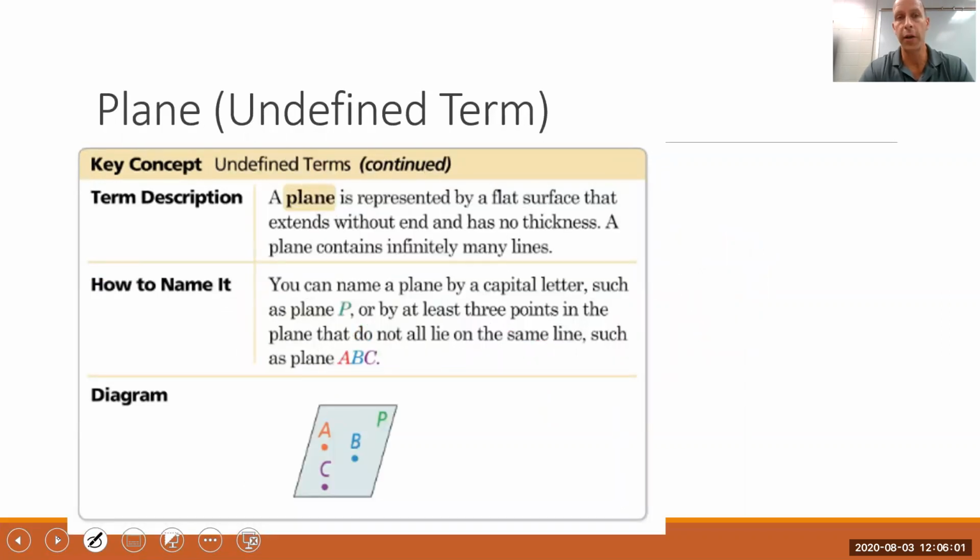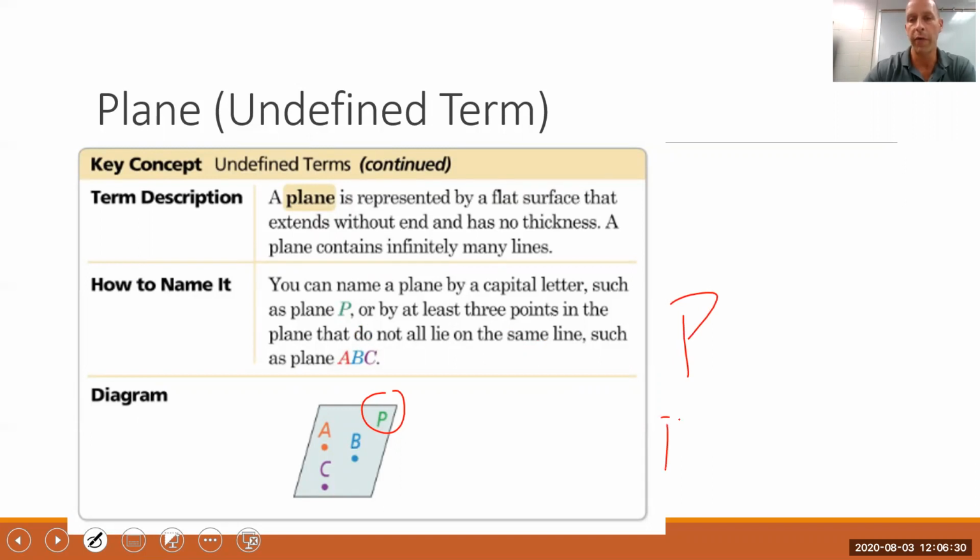Our final undefined term is plane. Think of a plane as a piece of paper, something that's infinitely large in terms of length and width, but has no thickness. It's flat, and has infinitely many points and infinitely many lines on it. Down here we've got our diagram. We usually use a parallelogram shape for a plane, and the easiest way to refer to it is the uppercase script P, so we would call that plane P.